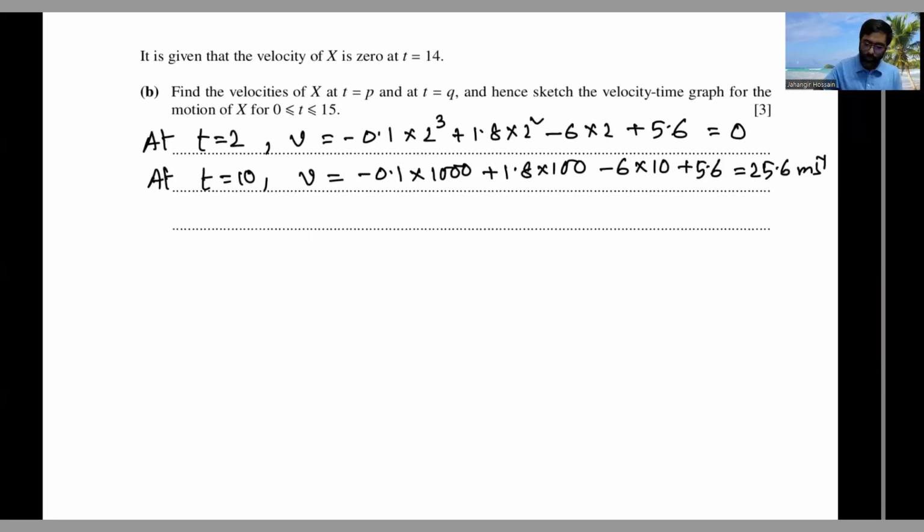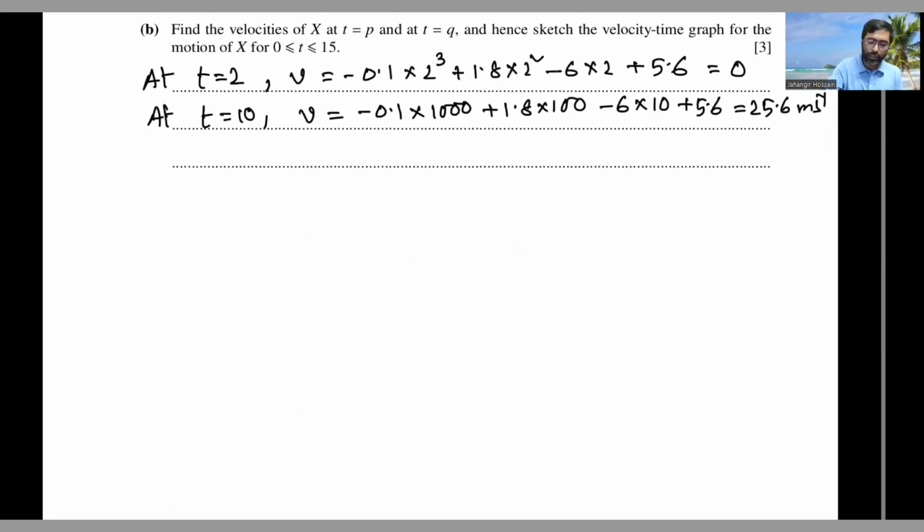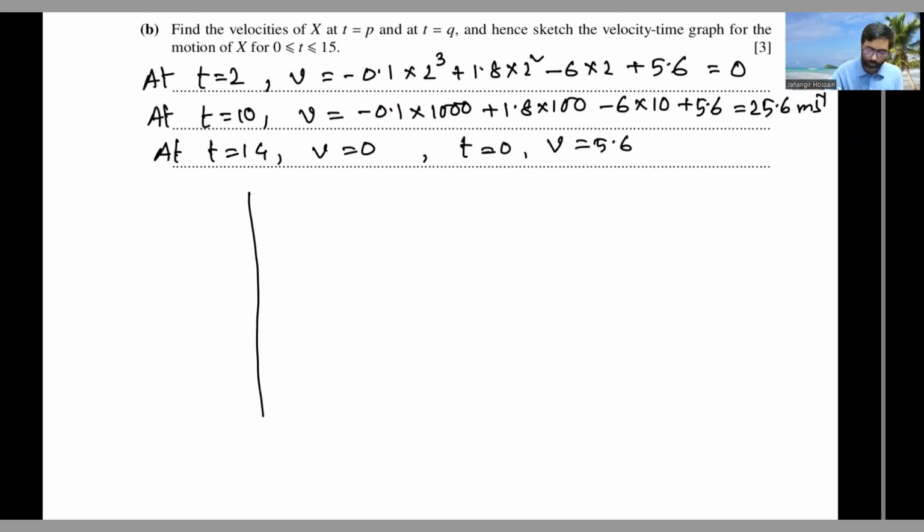Now, we know the velocity and the initial velocity. What is the initial velocity? And we also know that at t equal to 14, the velocity is 0, and at t equal to 0, v is 5.6. Okay, so that's the velocity, and it's a cubic expression. So velocity can be positive, and there can also be negative velocity.